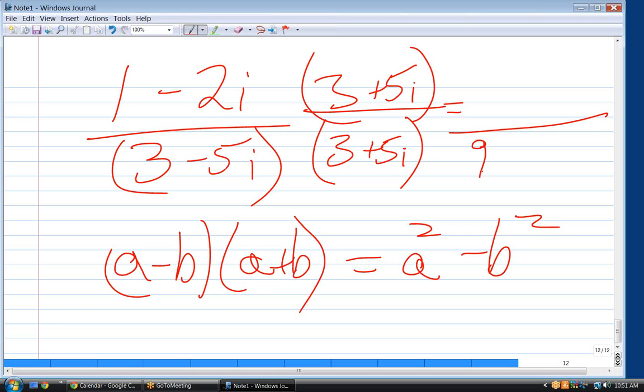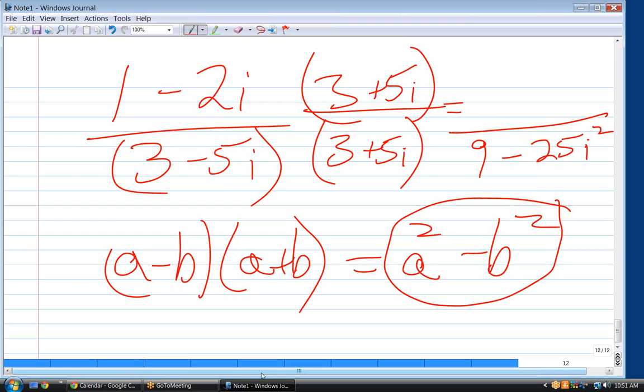9 is the a squared. What's the minus b squared going to be? 25 i squared. Notice what that is. It's this term times itself. So this b squared always has to be this term, not with the minus sign, times that term. Then you know it's the difference of squares, so there has to be a minus sign in between.